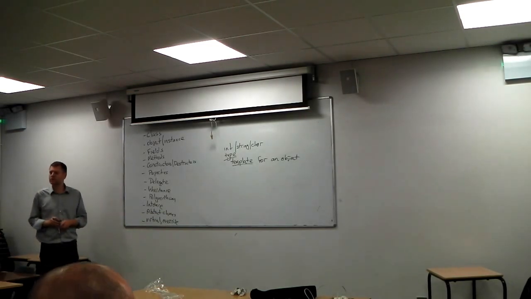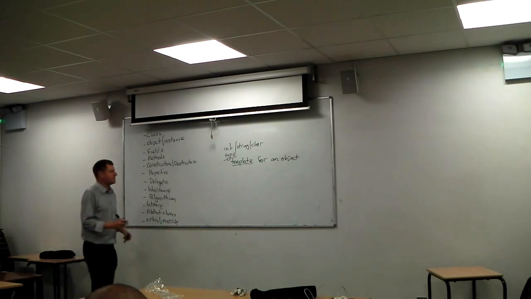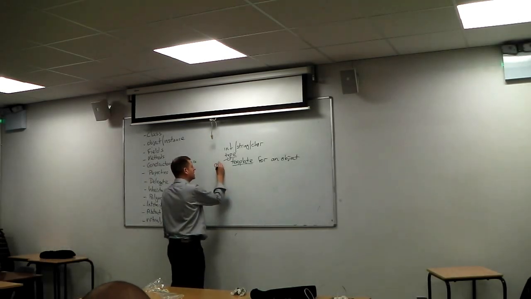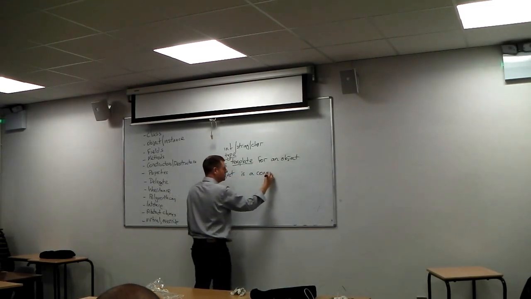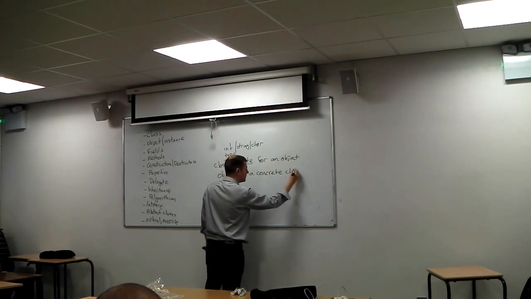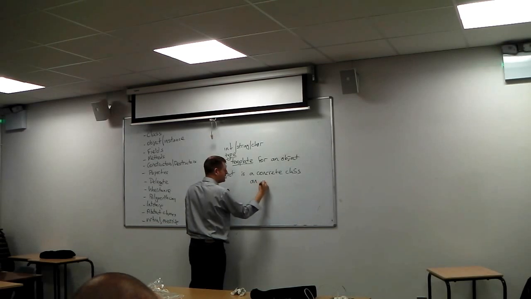So what's an object? It's an instance of a class. So that's the first thing we can say. That's a class, and an object is a concrete class, if you want to say it like that, C-O-N-C-R-E-T-E class. An object is also referred to as an instance of a class.